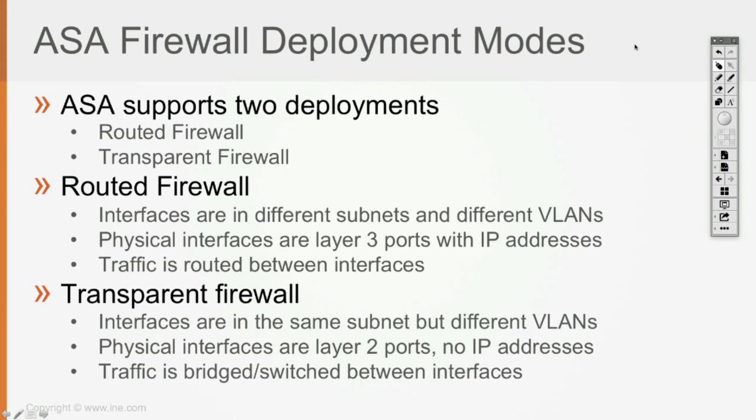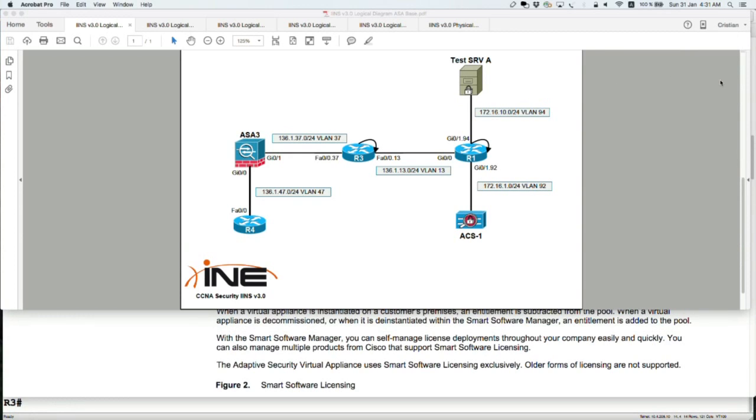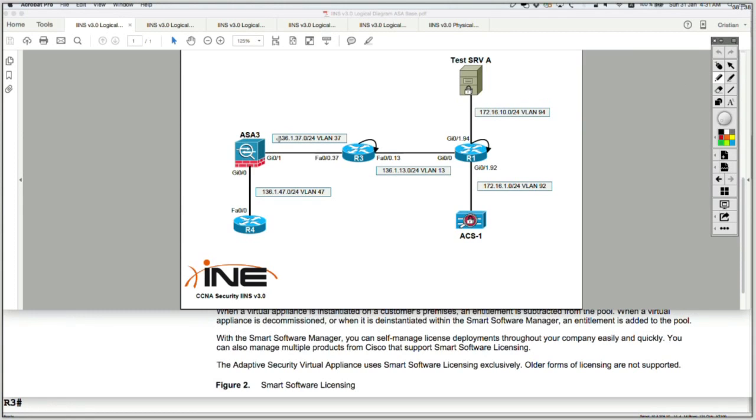The other option is to put it in transparent mode, or switch mode, where the interfaces are in the same subnet but different VLANs as well, but both of them are in the same subnet. Physical interfaces on pretty much all types of firewalls are going to be layer 2 ports with no IP addresses at all, and traffic is going to be bridged, or switched, between the interfaces. For example, the use case would be when this is VLAN 37 and this is VLAN 47, but both of them are in the same subnet.